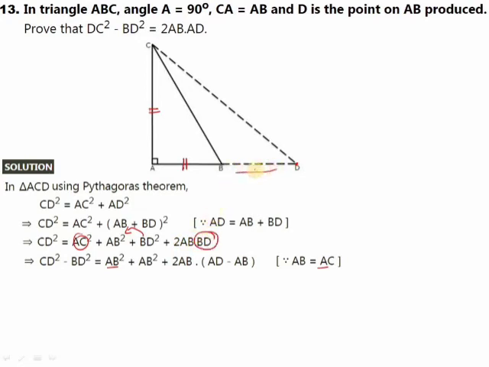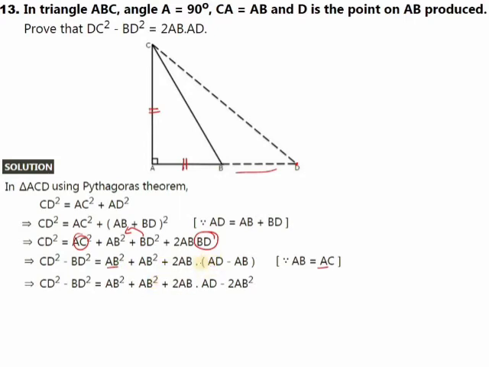So can I write this BD as AD minus AB, right? So that's what is written here. So BD is AD minus AB. Now let's open the bracket. So we have in the left hand side CD square minus BD square is equal to, here it is AB square plus AB square plus 2AB.